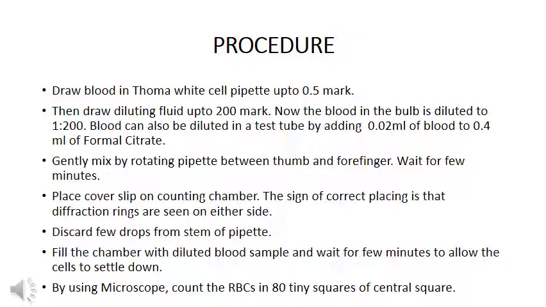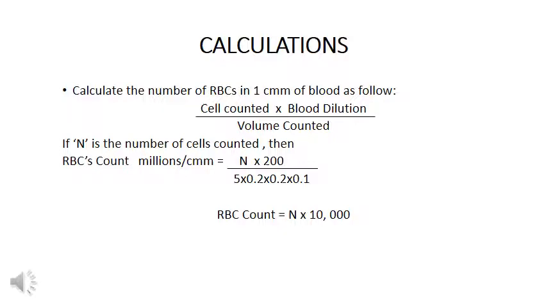So how can we calculate the number of RBCs? We can calculate the number of RBCs in 1 cubic millimeter of blood as we will multiply the counted number of cells with the dilution. And you have studied that the dilution factor here is 200. So we will multiply the manually counted red blood cells with 200, and then after multiplication we will divide the whole by the total volume counted of the Neubauer chamber.